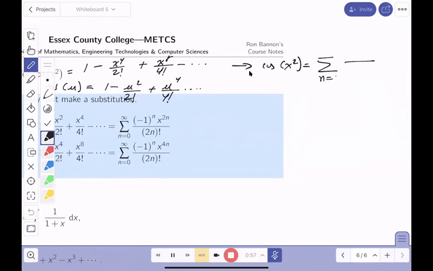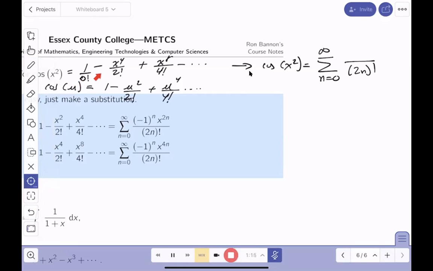I'm going to start at 0. I'm going to go up to infinity. And the bottom appears to be 2n factorial. Let me go through that with you. So this one, let me put a fraction over there. That would be 0 factorial over there. So I'm going to say it looks right to me.